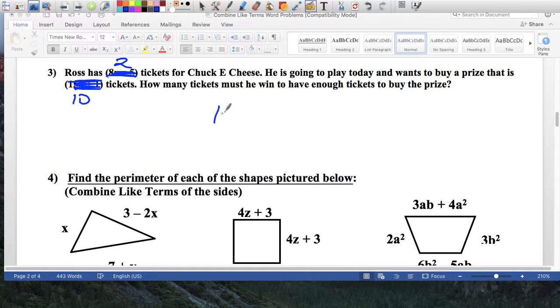Well, this is how much the prize costs. This is how much he has, so 10 minus 2, and that would mean that he needs 8 more tickets in order to get that prize. So let's change that. Same idea. Ron has 8x minus 5 tickets, and the prize that he wants to buy costs 15x plus 1. So how many more tickets does he need? Well, it's going to be 15x plus 1 minus whatever he has right now, and this is what he has.